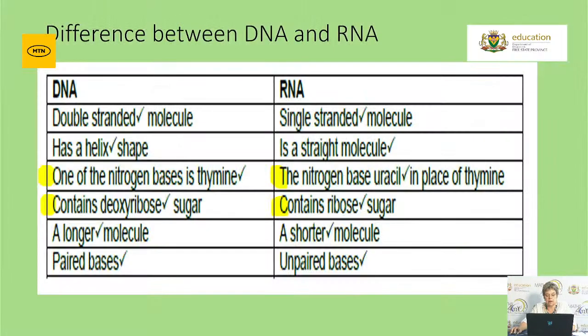Right, so if we look at the differences between DNA and RNA, again, you have to read very carefully. If they ask what is the difference between DNA and RNA, you can mention any of these. But if they ask what are the differences in the nucleotide, or what is the difference in the nucleotide of DNA, then we can only refer to the nitrogen base: in DNA it is thymine, and in RNA it is uracil, and DNA contains deoxyribose, and RNA contains ribose. So read carefully, what do they ask? Do they ask for the differences, or do they ask for the differences in nitrogen bases?